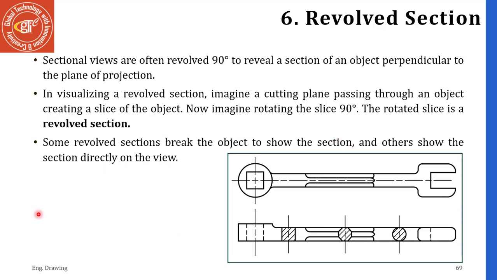On the figure, you can see the revolved section view. In visualizing a revolved section, we imagine the cutting plane passing through the object. After that, we rotate the imagined cutting plane at an angle of 90 degrees, and the rotated slice is known as the revolved section view as shown in these figures.